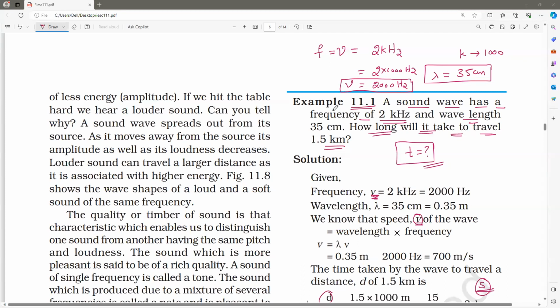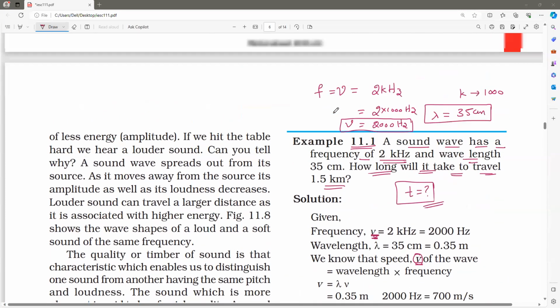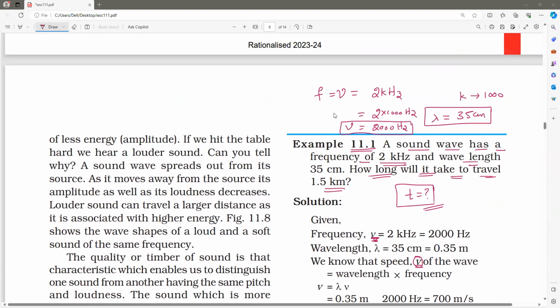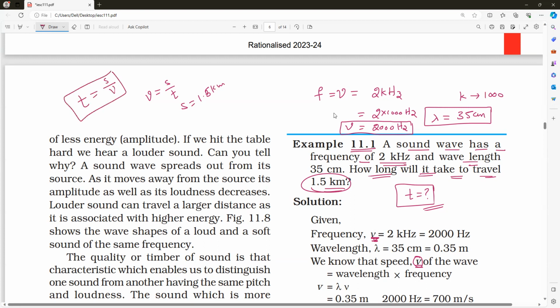Okay. So now how they are solving is this. If you want to calculate the time, first you need to know the distance. Normally, speed is equal to what? Speed is equal to distance by time. Now distance is equal to 1.5 kilometers. And if you want to find the time, time is equal to distance by speed. Is it right or wrong? Yes, sir.